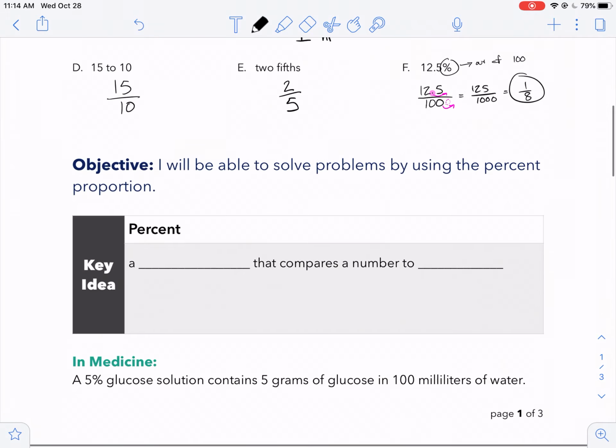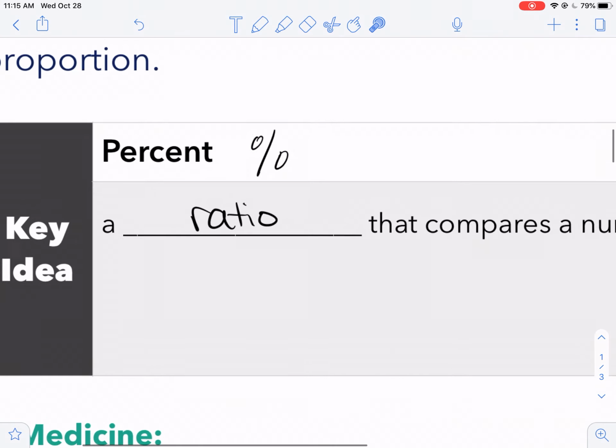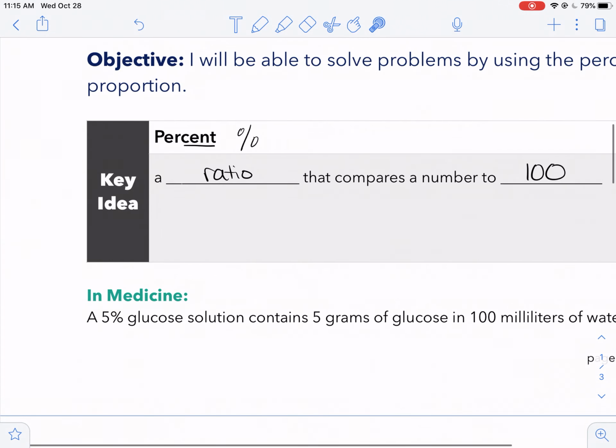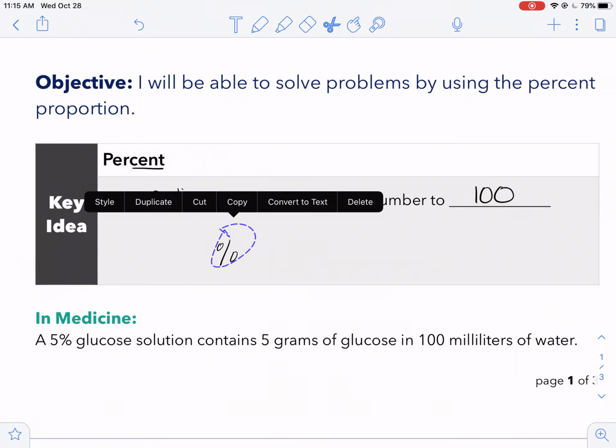Okay. So today we're going to talk about percents. And a percent is a ratio that compares a number to 100. That's where cent comes from. Like a centipede has 100 legs, or a centurion was in charge of 100 people, or a century is 100 years old.